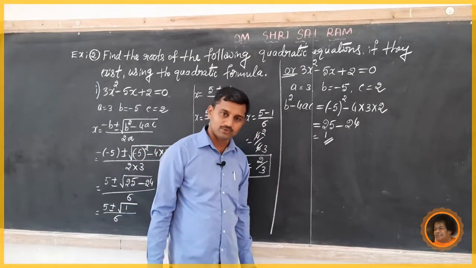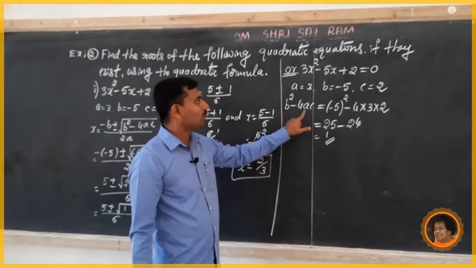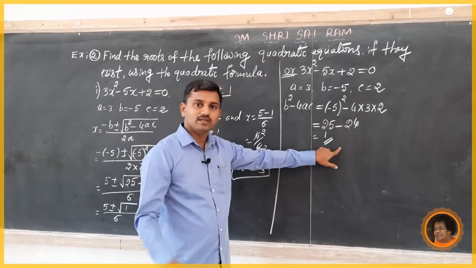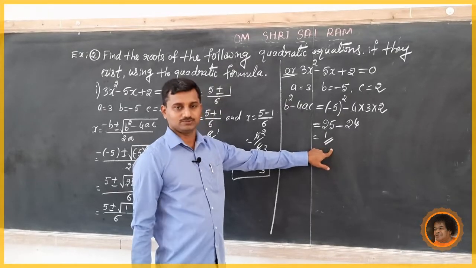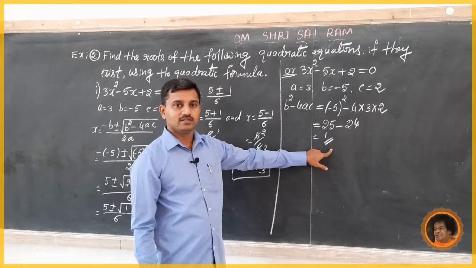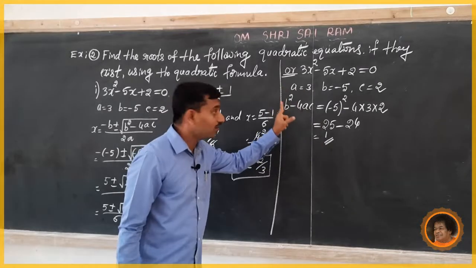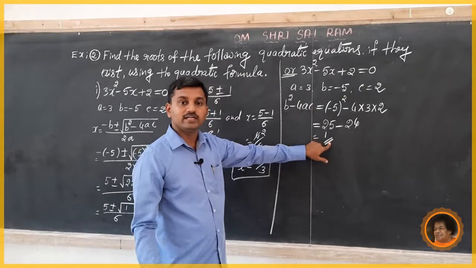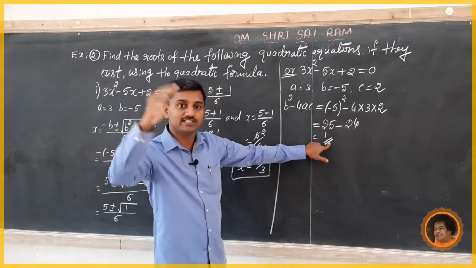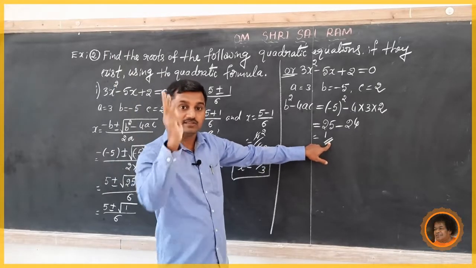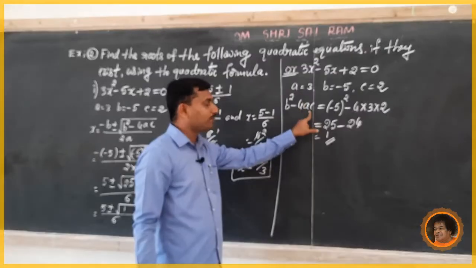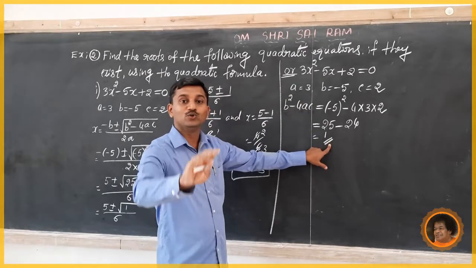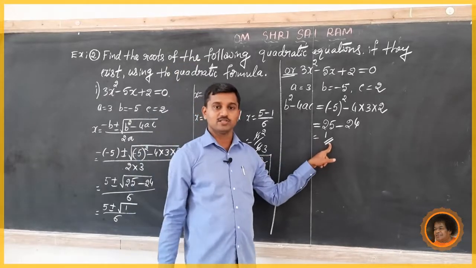Remember, suppose the value of b square minus 4ac equal to 0, it has two equal roots. So this is the condition. And one more condition: suppose the value of b square minus 4ac is greater than 0, it has two distinct roots. Distinct means different. And the third condition: suppose the value of b square minus 4ac is less than 0, no real roots. So these are the conditions. So what are the conditions?